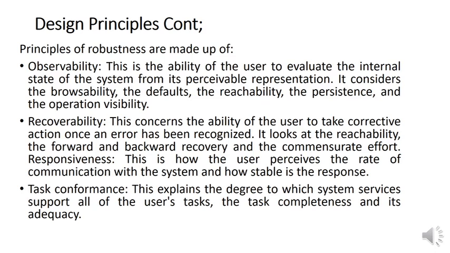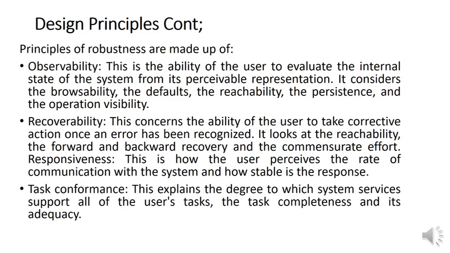The principle of robustness is also made up of, under the principle of robustness, there is a breakdown of observability. Observability, this is the ability of the user to evaluate the internal state of the system from its perceivable representation. It considers the browsability, the defaults, the reachability, the persistence, and the operation feasibility.